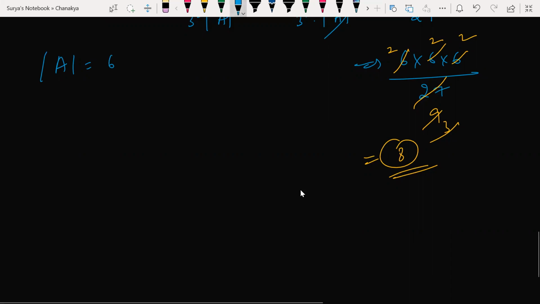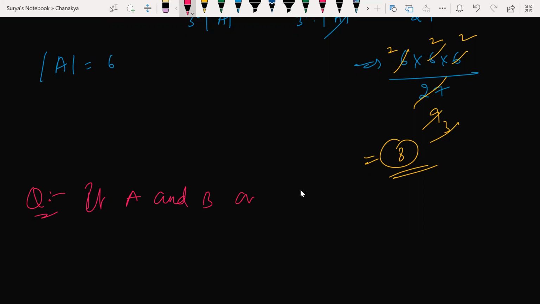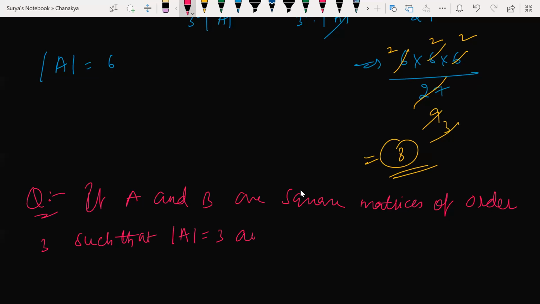So let's go with one more similar type of question, beta. This is also a previous year question. Let's see how many of you find this answer. Let A and B be square matrices of order 3 such that determinant of A is 3 and determinant of B is 2.